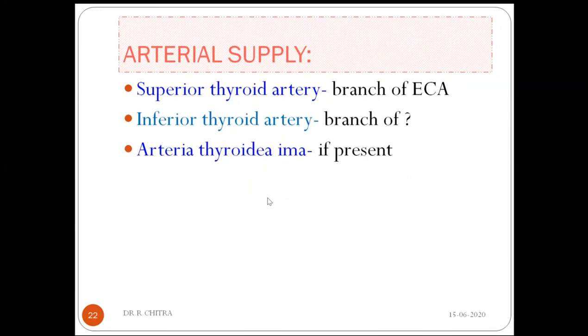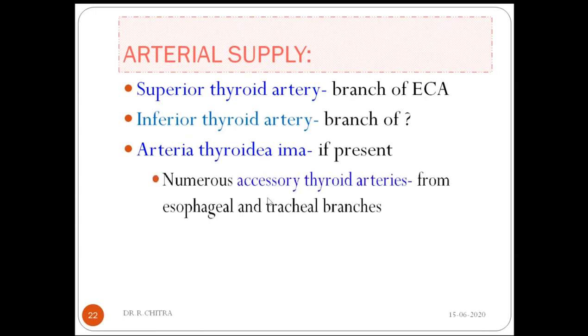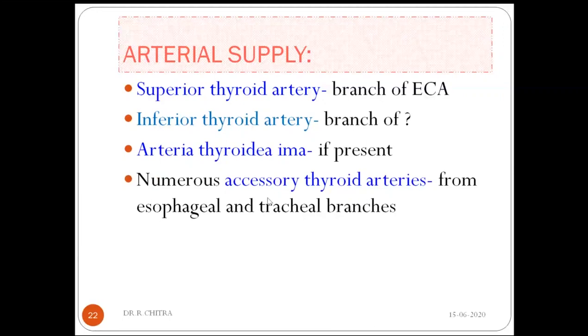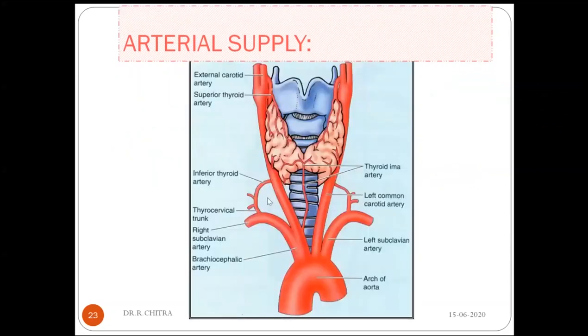It will supply the isthmus. Sometimes numerous accessory thyroid arteries may be derived from the esophageal branches and tracheal branches. They may supply the gland from the medial or the deep surface. So numerous accessory thyroid arteries. So this completes the arterial supply of the thyroid gland. This is again one more diagram you should learn for your answer.